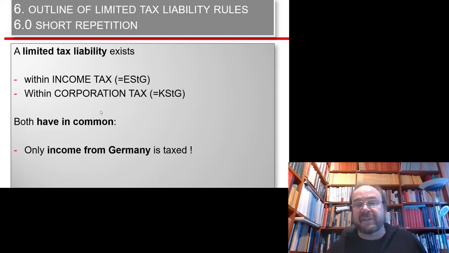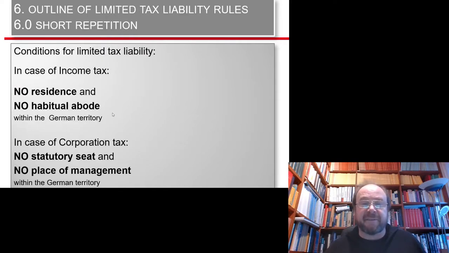I choose limited tax liability as translation because that comes nearest to the German expression, and it also has the advantage that if we speak of limited tax liability, you directly get reminded that we here speak about German tax law and not about English or US law. Okay, let's start after this has been said to what were the cases where limited tax liability applies.